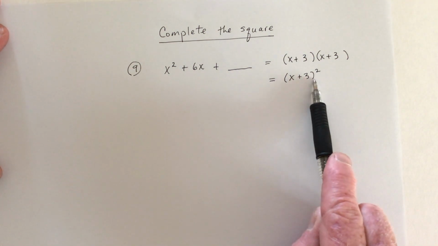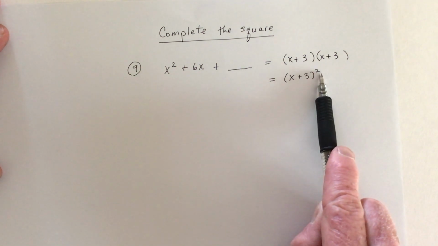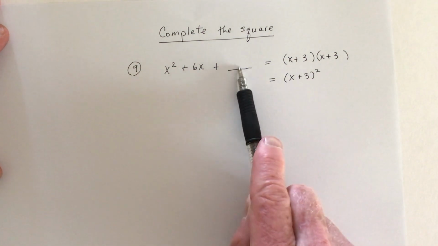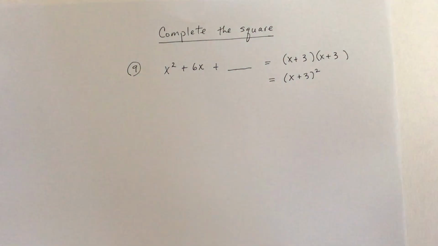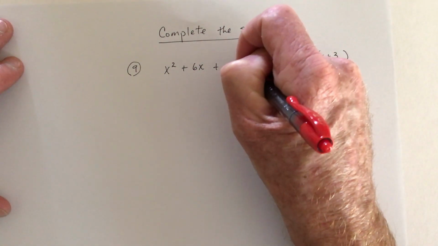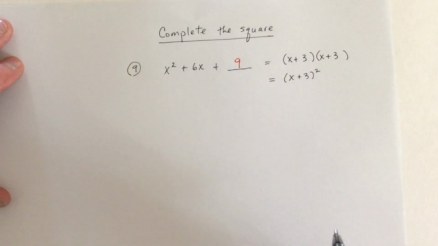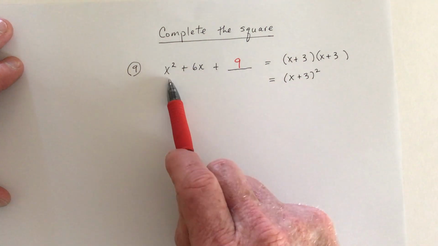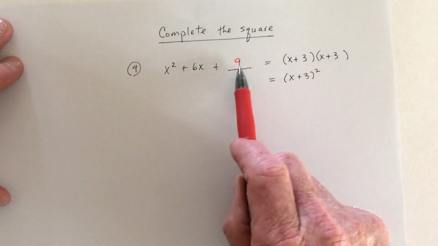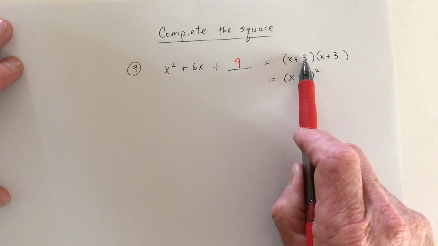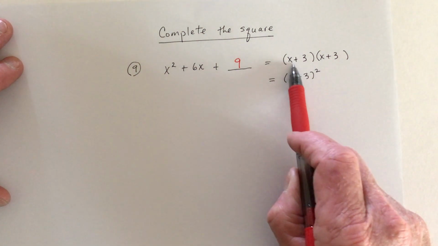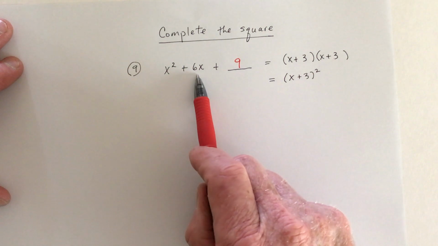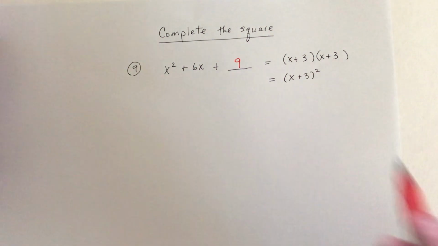Well, if you look at this, the 3 is going to be squared, that would be a 9. So what's missing right here is a 9. And then if you multiply, this would be x squared. That's correct. This would be 3 times 3. That's correct, that's 9. This would be 3x, and this would be 3x, which makes a total of 6x. So it works.